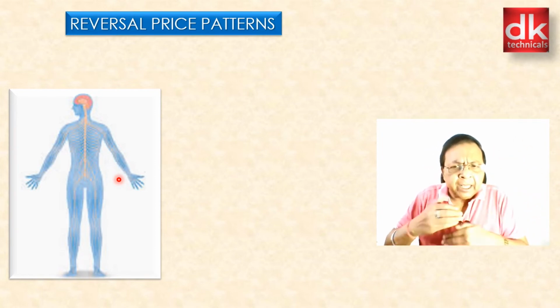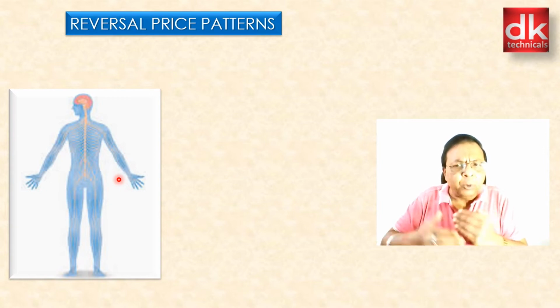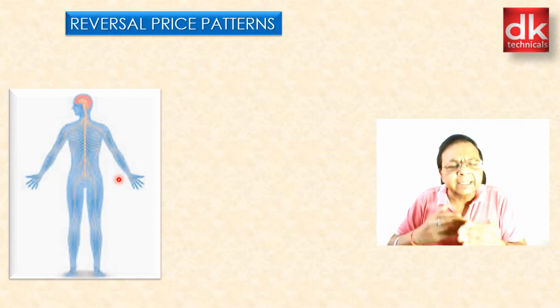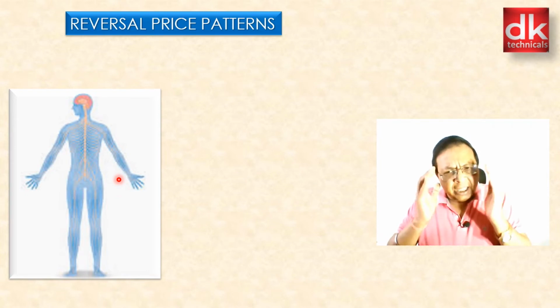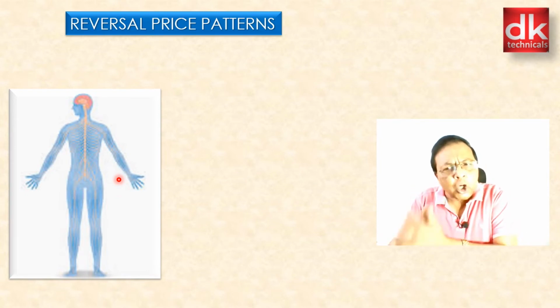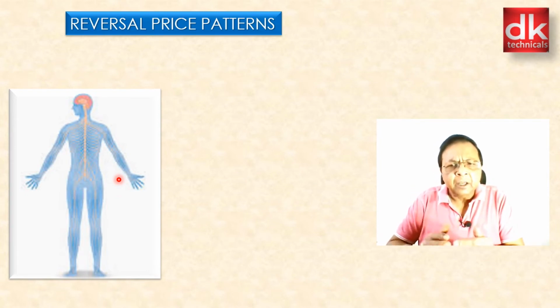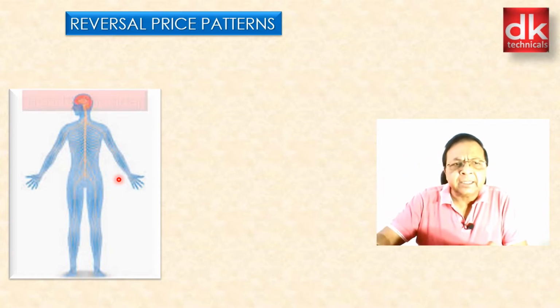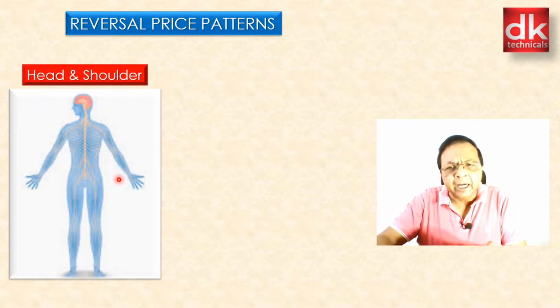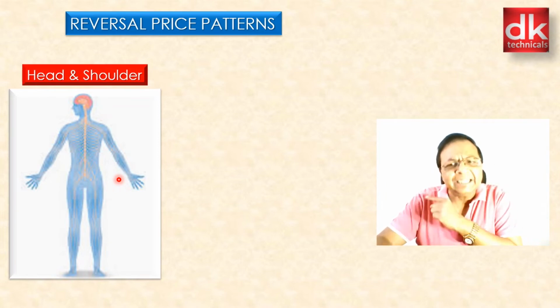So there will be redistribution, meaning every pullback will see selling pressure and there will be an opportunity to short the market, which means we sell higher and cover lower. And friends, this is nothing but a head and shoulder which is bearish in nature.